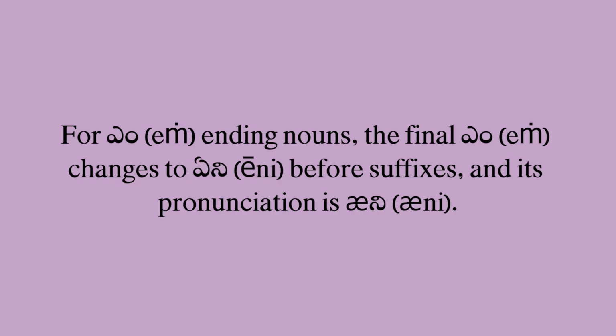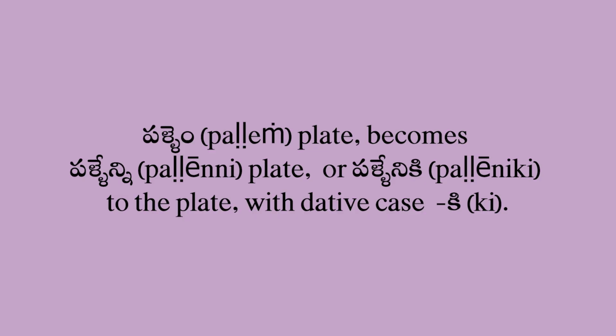Next one, for m ending nouns, the final m changes to ani before suffixes and its pronunciation is ani. For examples, pallem, it means plate, becomes pallani, or pallaniki, it means to the plate. With dative case ki, these sandhi changes ensure smooth pronunciation and grammatical correctness.